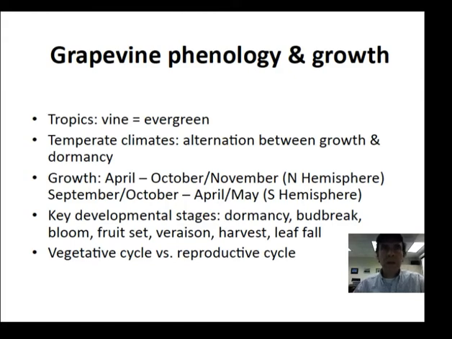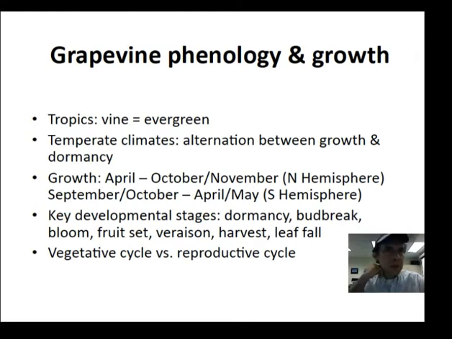Phenology is related to the different stages of vine development, like when children change their teeth and so on. That's phenology. And the growth in the northern hemisphere is from April to October.